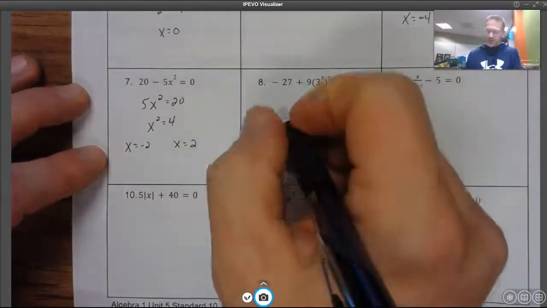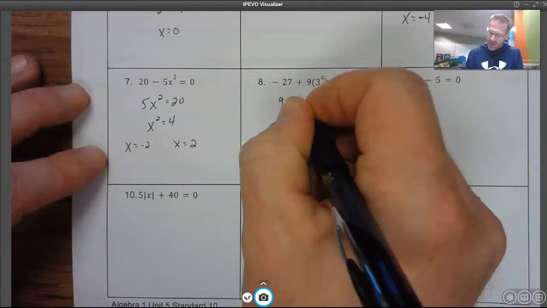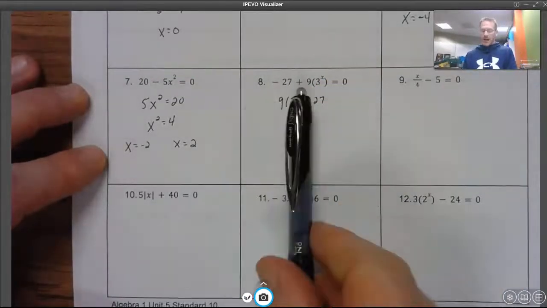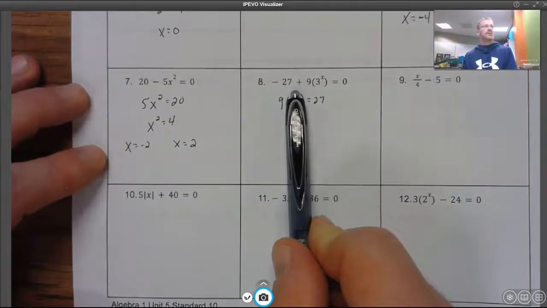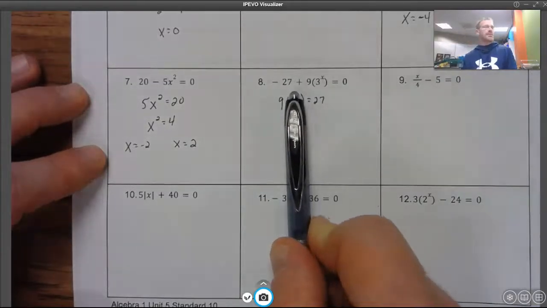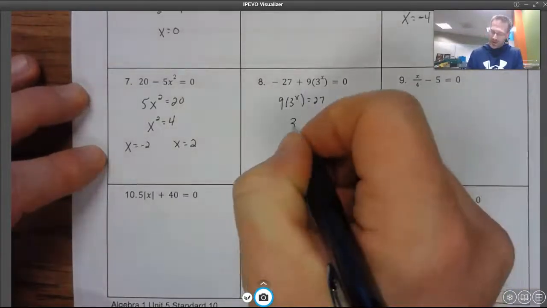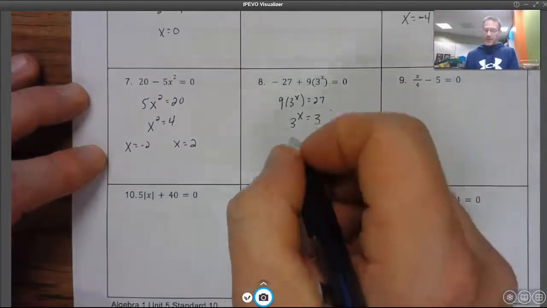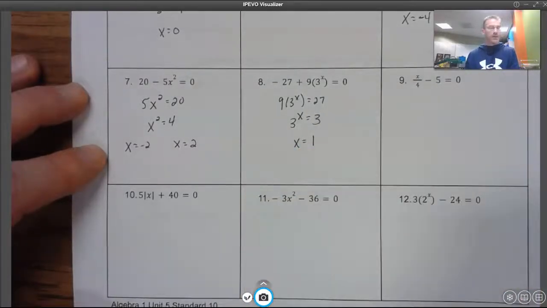So all of that, 9 times 3 to the x has to be +27. All right. 9 times what is 27? 9 times 3 is 27. So 3 to the x has to be 3. Now, 3 to what power is 3? And that would be 1.